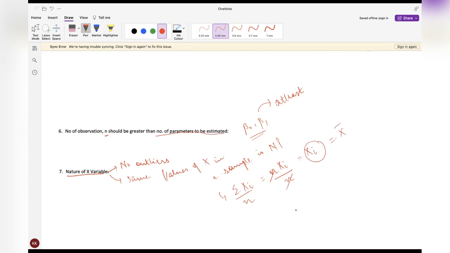Now go back to what our estimator beta 1 hat was. That was summation of yi minus y bar into xi minus x bar upon summation of xi minus x bar. Now, if both of them are equal, the denominator would be 0, and we won't be able to calculate our estimator. So that is why in a sample, same values of x is not possible.